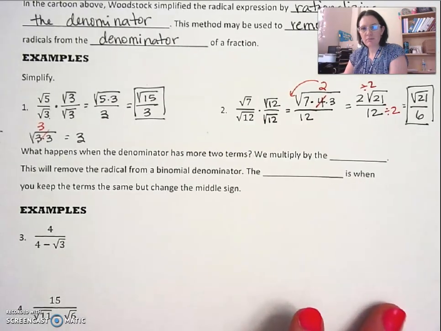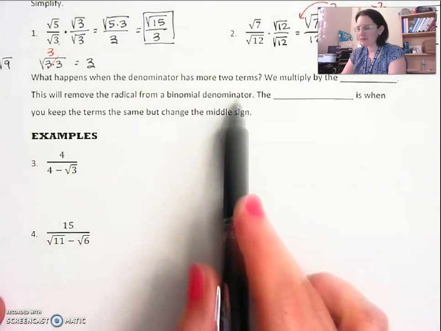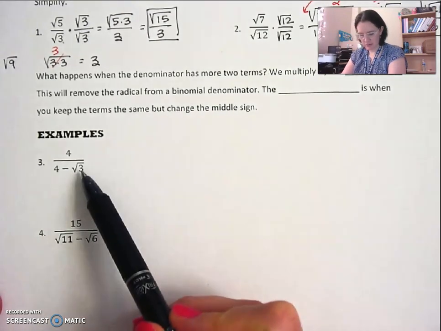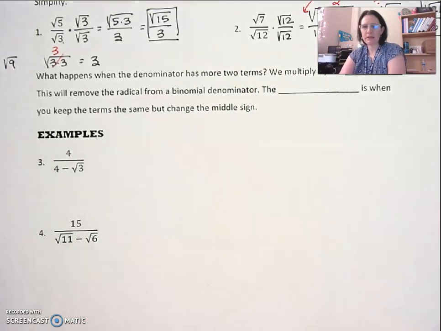Now for these bottom examples. All right, so before I talk about this paragraph, I'm going to show you something on number 3. And don't write this down. This is actually incorrect. I just want to show you something.